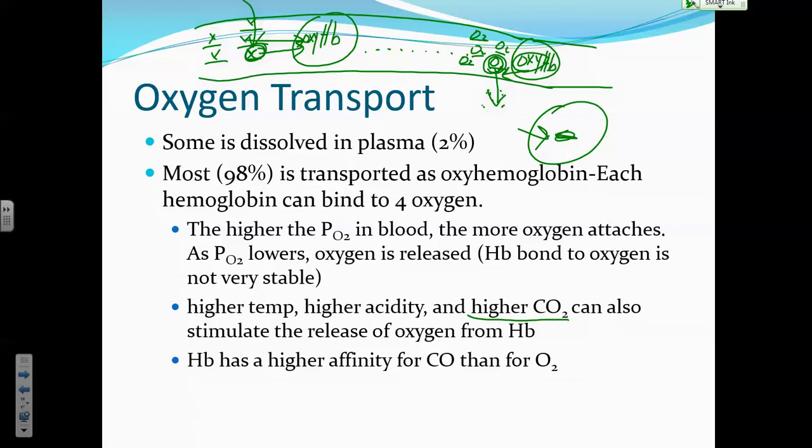Okay? If the acidity increases, remember acidity is due to the presence of hydrogen ions. The more hydrogen, the more acidic. And isn't that an indirect indication of what the CO2 is? Anything that affects the acidity of the blood, and there are a lot of things that can affect the acidity besides CO2, we'll talk about those in another chapter down the road.